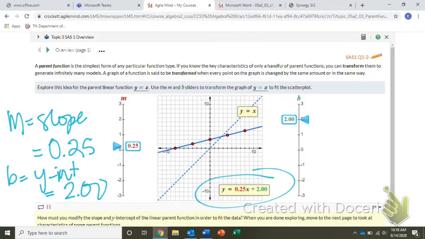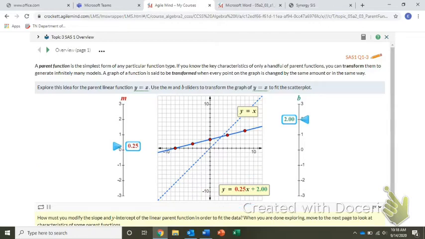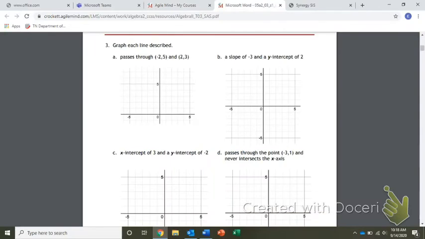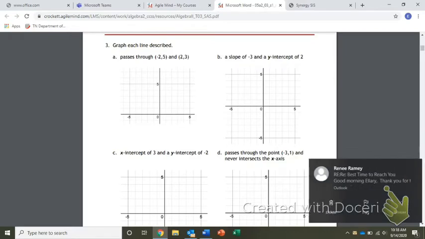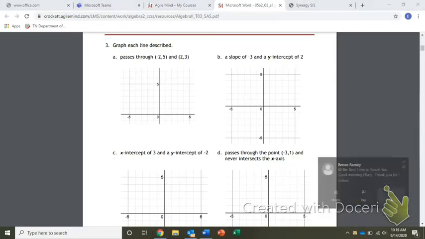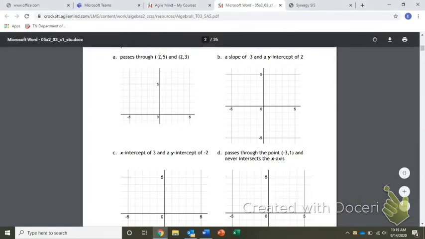Okay? So you can stay on this screen, and I am going to flip to your workbook page. So on the next page, you have 4 questions, and this is hopefully just a review for what you have learned in the previous years. Okay? So, what we are going to look at first, it wants us to graph each line described. So first, we have 2 points. Okay? So what I want you to do right now is to plot these points on the graph first.